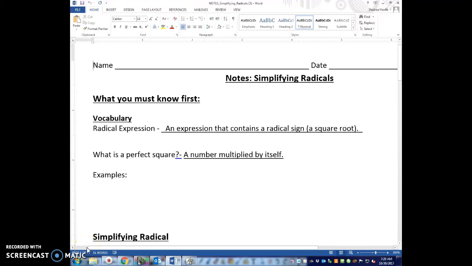So good morning or good afternoon, depending on your class period. We're starting a new lesson today. We're going to be looking at simplifying radicals. Before we get into that, we're going to go over some vocabulary, okay?